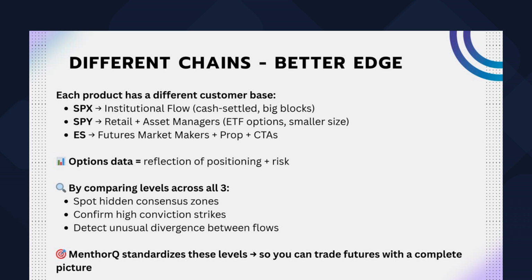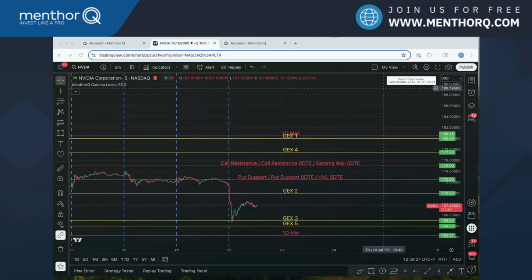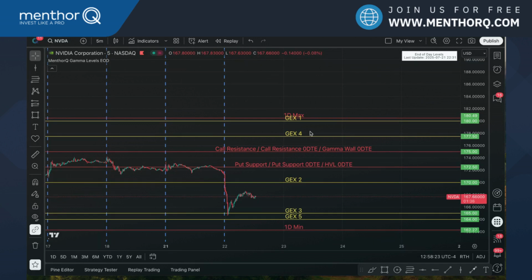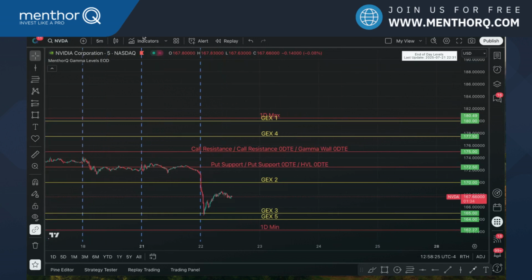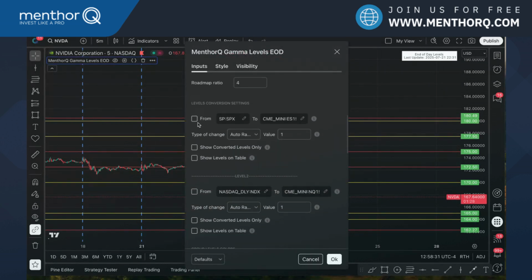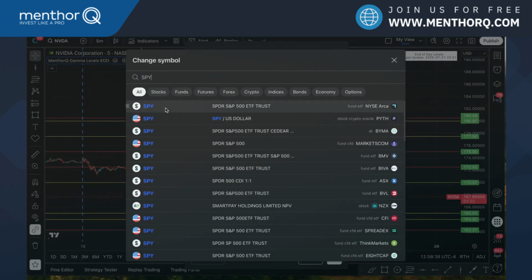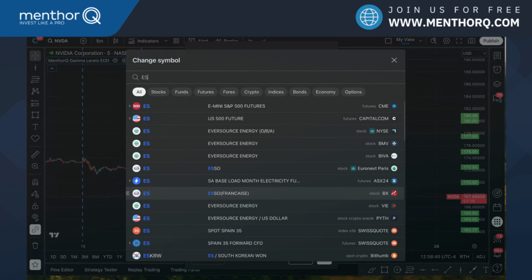So let's go back into the indicator now and show you how we can convert these levels. What can we do within the indicator? First of all, here I have NVIDIA. Let's go back into my end of day indicator, and let's say I want to convert SPX to yes, and I want to convert SPY to yes as well.